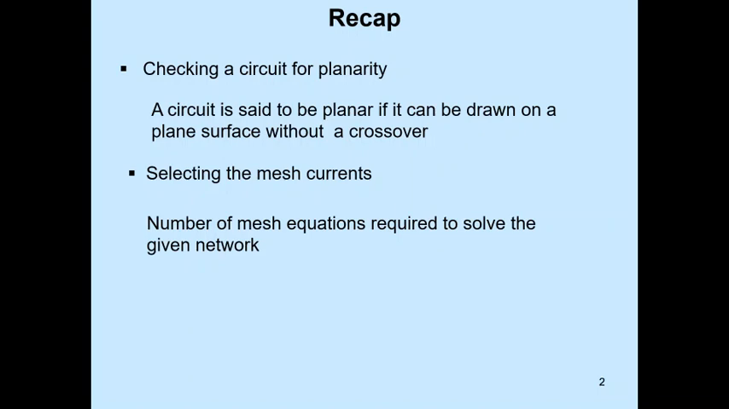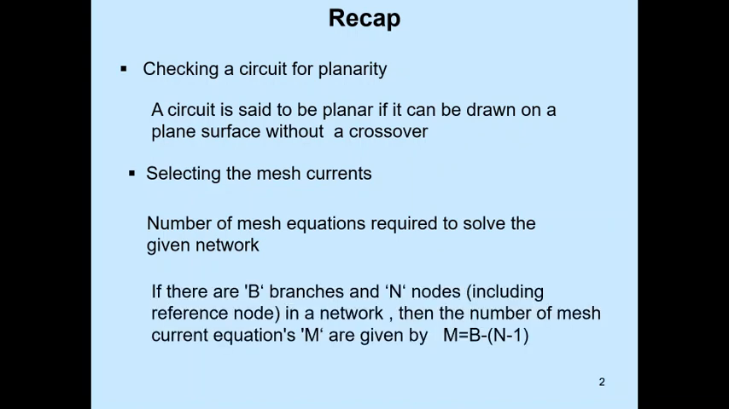The number of mesh equations required to solve the given network is, if there are B branches and N nodes in a network, then the number of mesh current equations is given by M is equal to B minus N plus 1. From this equation, we identify the mesh currents, and then we have to write the mesh equations.